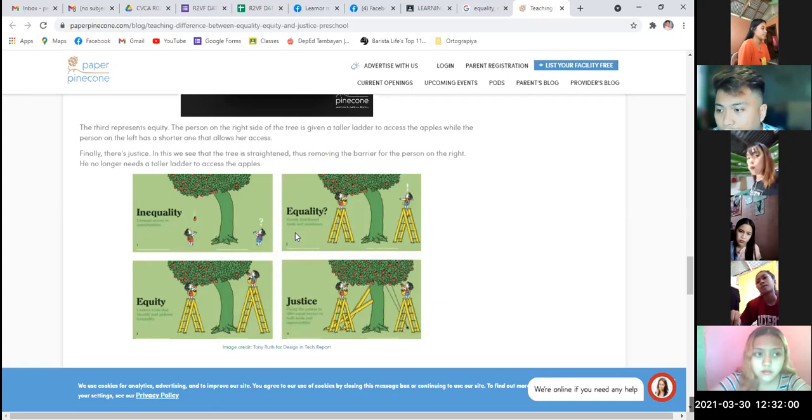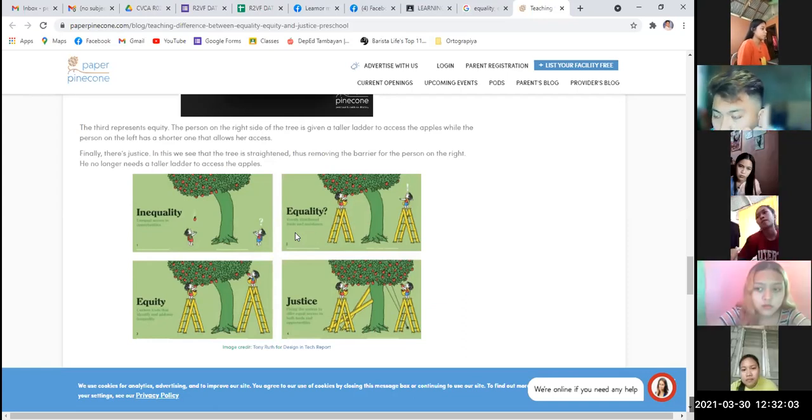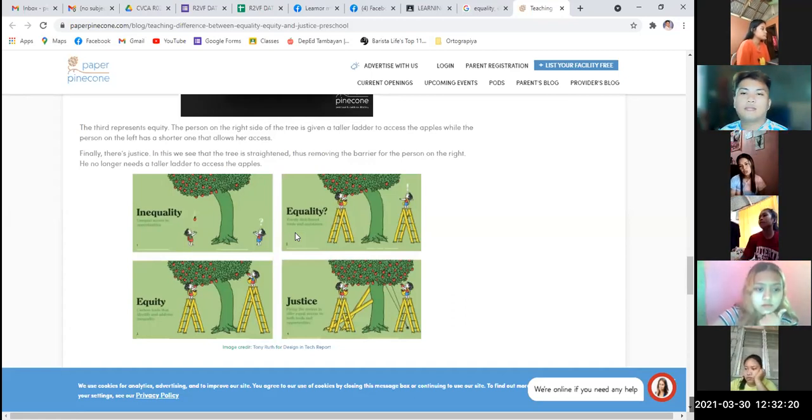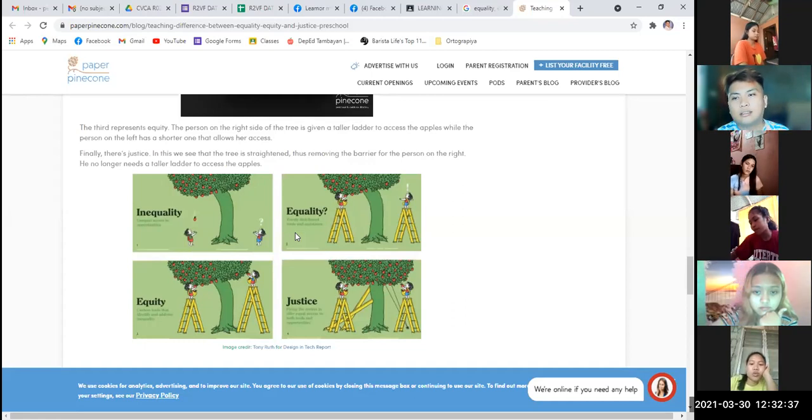Now, equity. Equity refers to custom tools that identify and address inequality. So, bibigyan mo sila ng equal chances, depending on their status. O, bigyan natin ng 5,000 si Jose, para pumantay siya kay Pedro. Nabibigyan mo naman ng 2,000. That is equity. Okay? Now, how about justice?